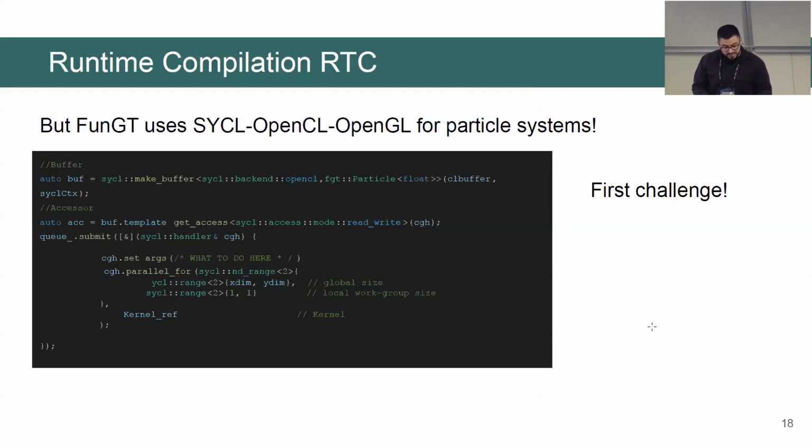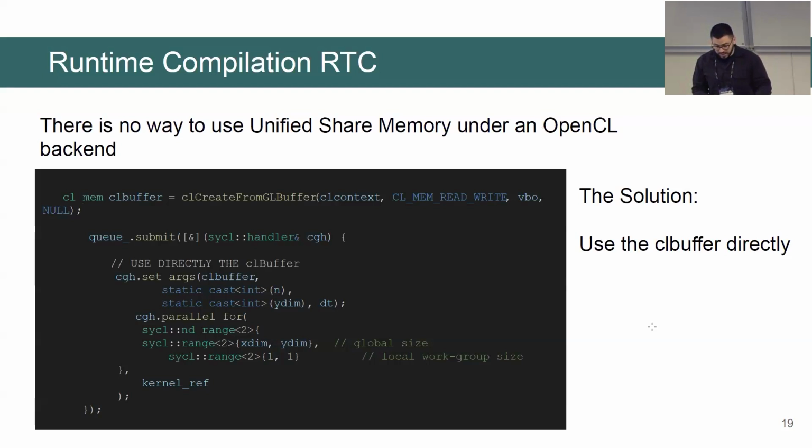The first challenge was that the update function that I was using works with buffers, so we cannot pass the buffer or the accessor to the set args for the kernel. That was the first challenge. But the solution was pretty simple. Instead of creating a buffer and an accessor, we can use the CL buffer directly and send it directly to the kernel. And that solved the problem.